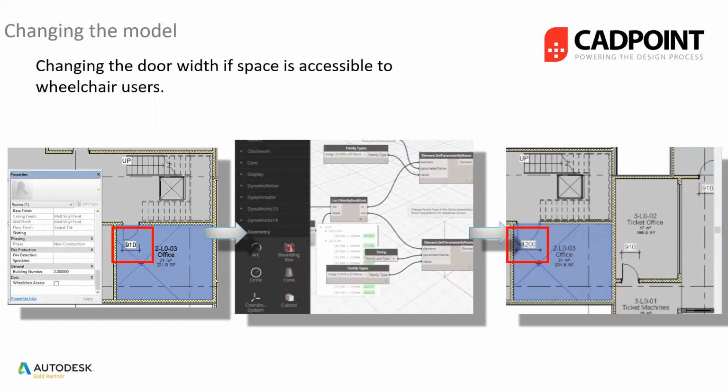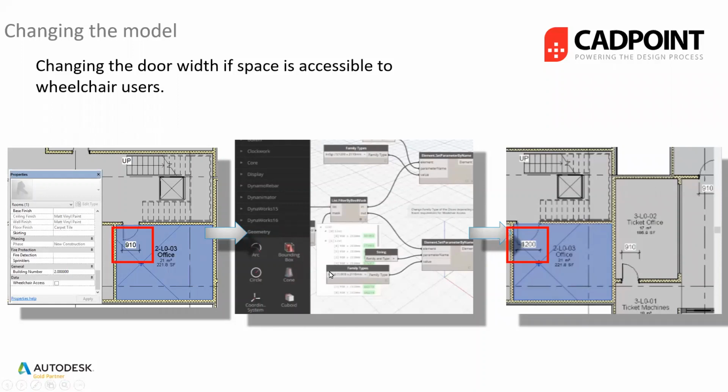Now, if that wheelchair access tag is selected, when we hit run on our Dynamo script in the middle here, it's going to run the script wherever it finds that parameter enabled in the Revit model. It's then going to change every single door where it finds that parameter and change it to a wheelchair accessible door. So this is a 1200 door, and you will have told the script which door is the wheelchair accessible door. In this case, it's a 1200 mil door.